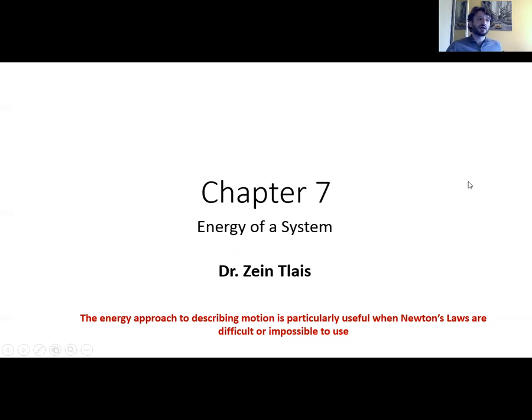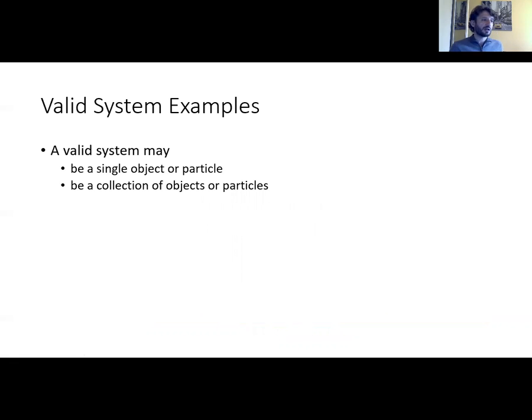In general, the application of this method can be on a single object or a particle, or it can be applied to a collection of objects. You can say the kinetic energy of an object equals half mv squared. If the system contains two objects, A and B, the total kinetic energy of the system equals half m v_A squared plus half m v_B squared. So you can apply this method to any number of objects.